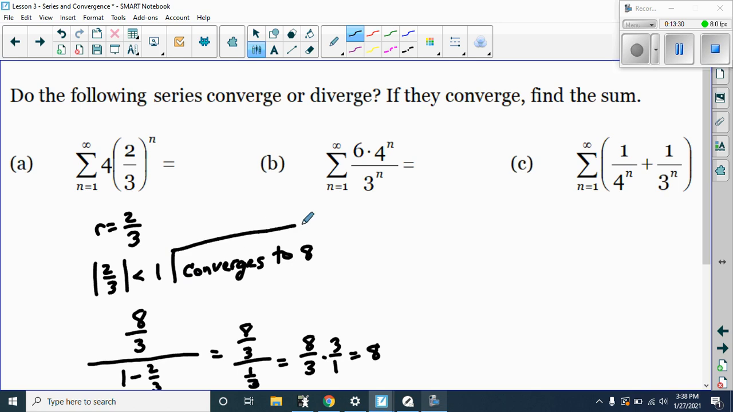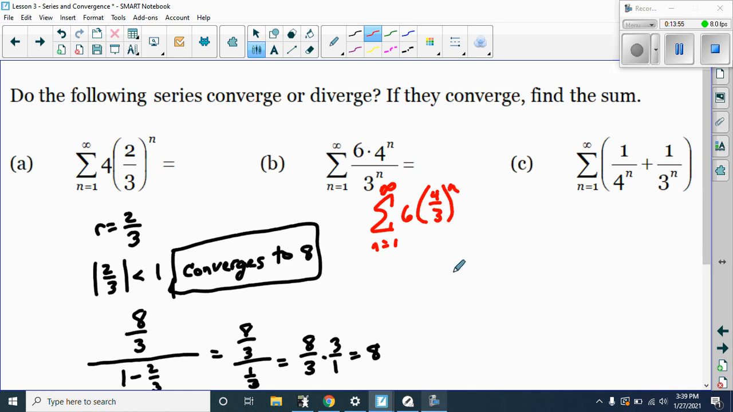So it converges, and we find that it converges to 8. Part B, 6 times 4 to the n divided by 3 to the n. Doesn't look necessarily quite like this one does, but we can rewrite this so that it's 6 times 4 to the n over 3 to the n. That's the same thing as 4/3 to the n. Now it looks very similar to this one. My common ratio, which is 4/3, is greater than 1, therefore it diverges.